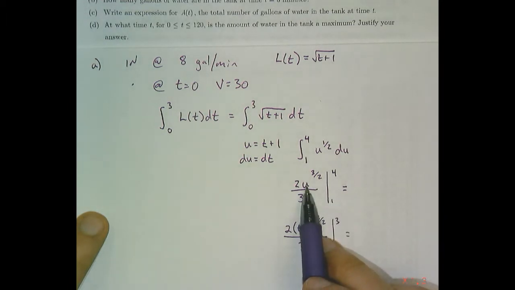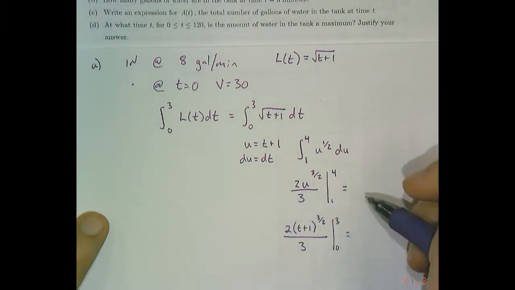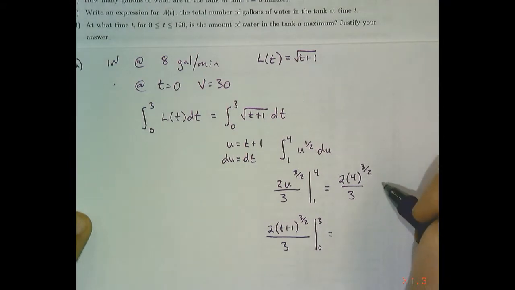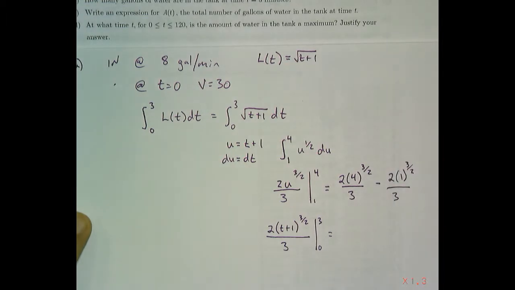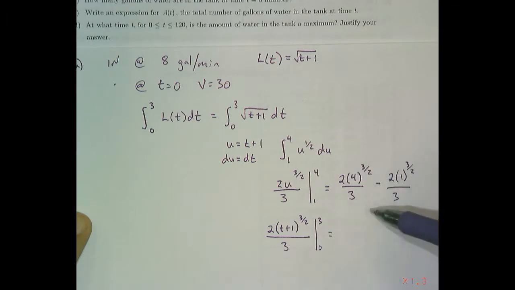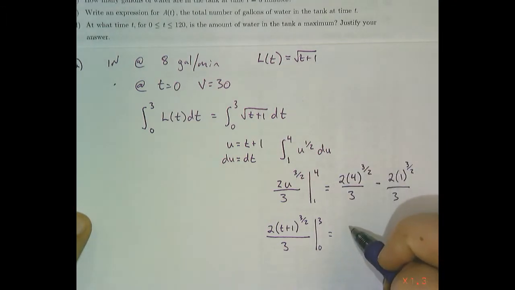If I stick 4 into this expression, I get that. And then if I stick 1 into the expression, I get 2 times 1 to the 3/2 over 3. Now, I would get the same answer down here because it is the same integral expression. This is numeric, and you can stop at this point. For the people who like to push it further and find the exact value, this winds up simplifying to a value of 14/3.